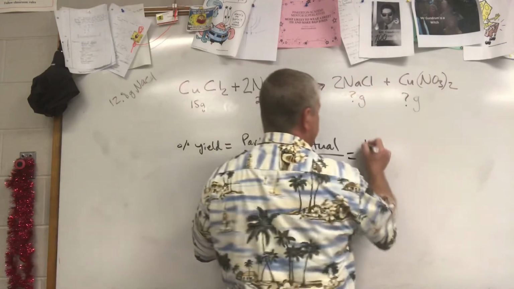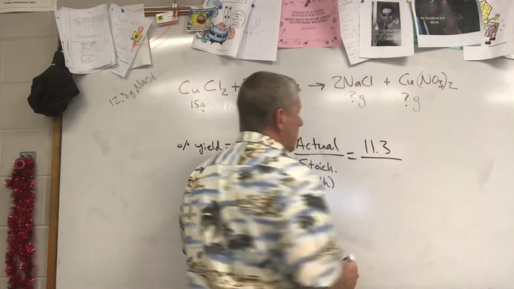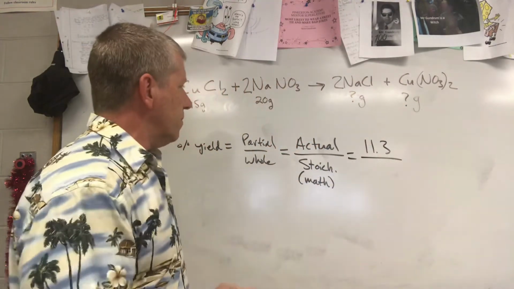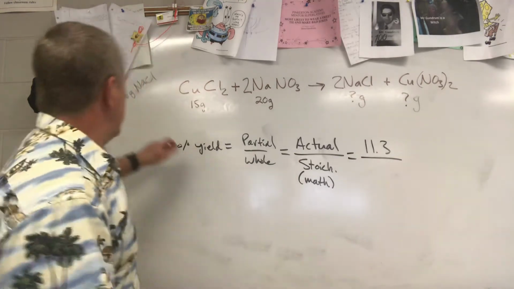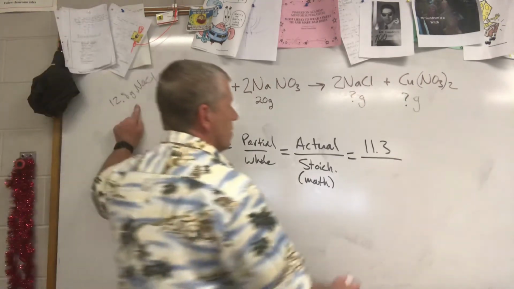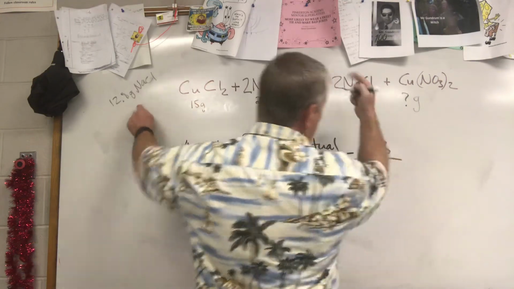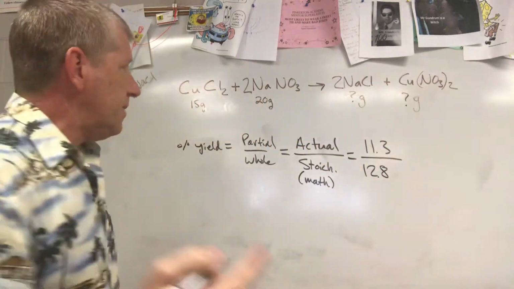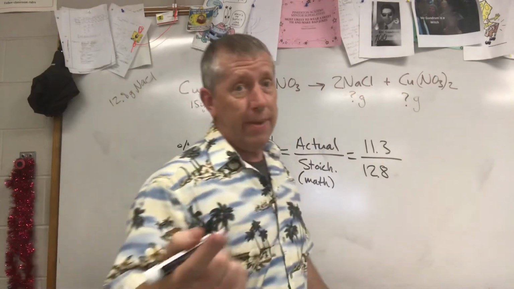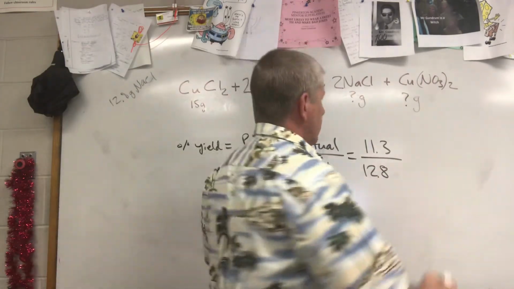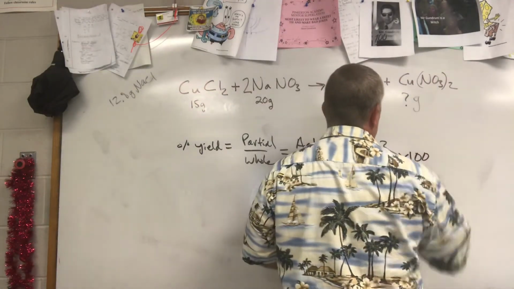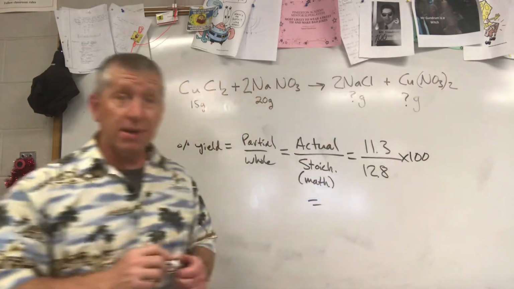The actual in this problem is 11.3. So the person does the lab, they come out with 11.3. The math, remember, told us we should get 12.8 grams of the sodium chloride. Now, to get anything into a percent, of course, you've got to take this and multiply it by 100. This is going to give you a decimal. So multiply by 100. And boom, we'll get our percent yield.